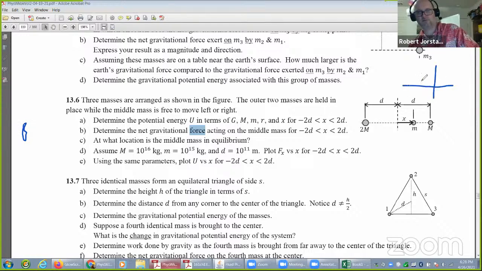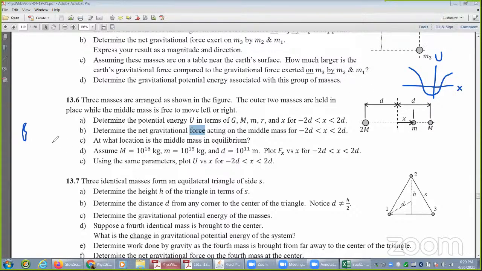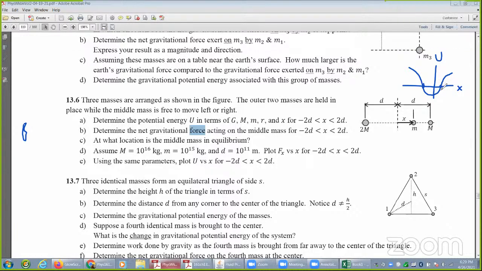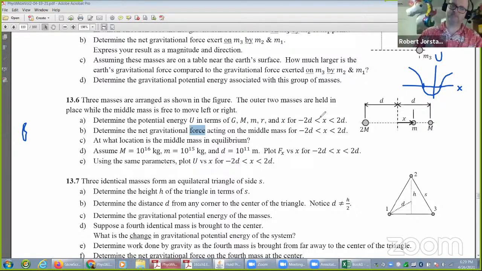Let me give you a hint. What if I had a plot here of U versus X? And the potential is 0, what's that? When the potential energy is 0, so when it crosses the x-axis, what about that point? That's the lowest the potential goes, so that's the maximum force. That's not good reasoning, it turns out. You're on the right track though.